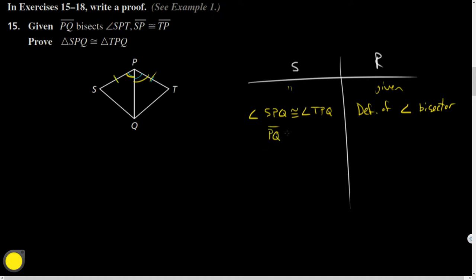Yeah, that's the one you guys are going to get so used to, it should just jump out at you. That's true by reflexive. And looks like I've got three pieces of information, two sides and an angle, and it's the included angle. So I can say triangle SPQ is congruent.